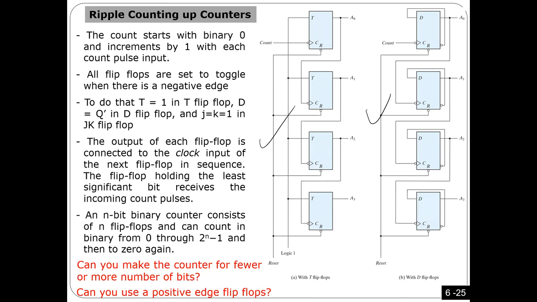What I care about is: is the input here connected to this clock or not? Is the output from this one triggering the next one or not? Output of this one is triggering this one or not? You got what I'm saying? And also, is this one in toggling mode or not? So this is in toggle because I connect Q bar to here because I'm using D flip flop. If I use T flip flop, I can just put one here.